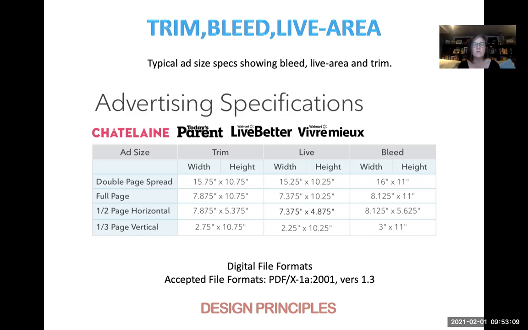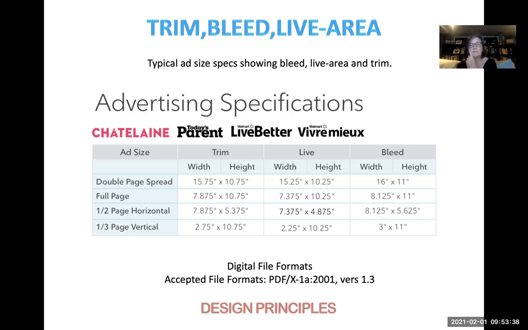Notice that we go from a full page, 7.875 to 7.375. That's a half inch. So we're going to do the math. We're going to take the trim and we're going to minus the live area to get what our margins are. And it just happens to be 0.5 inches. So trim minus live gives us our margins.